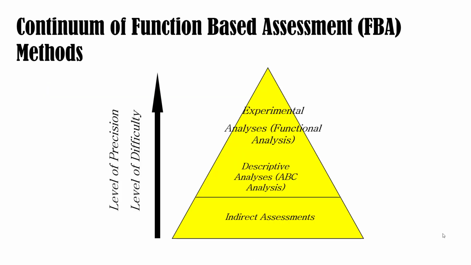Within a functional assessment, we have three strategies that we can use to figure out the function of the behavior. I like to look at them on a pyramid. At the bottom of the pyramid, you have the easiest strategy. It has a low level of difficulty, but also a low level of precision. So you can't be as confident that you've identified the function at the lowest level. As you move up the pyramid, the precision increases, but the level of difficulty increases too. So let's start at the very bottom.